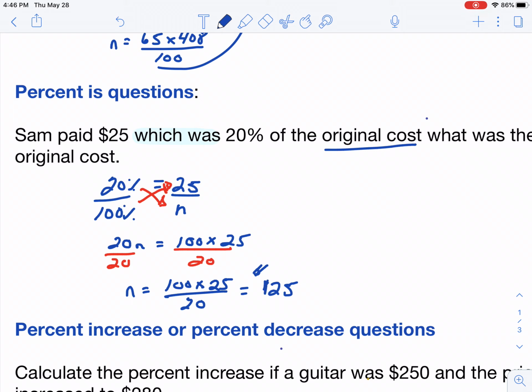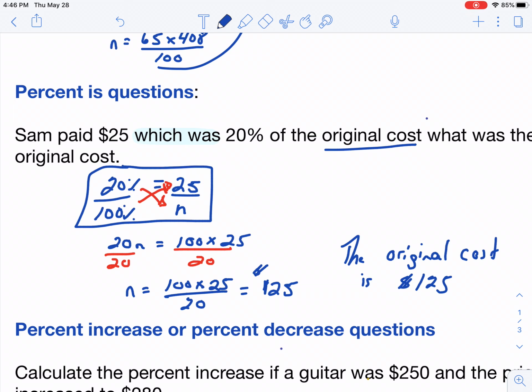So having that original cost in there, I could write a sentence if I have a problem. The original cost is $125. Okay, so those are the two types of questions. Again, I solve them by simply getting my ratios set up. Once those ratios are set up, it's easy to cross multiply and solve.